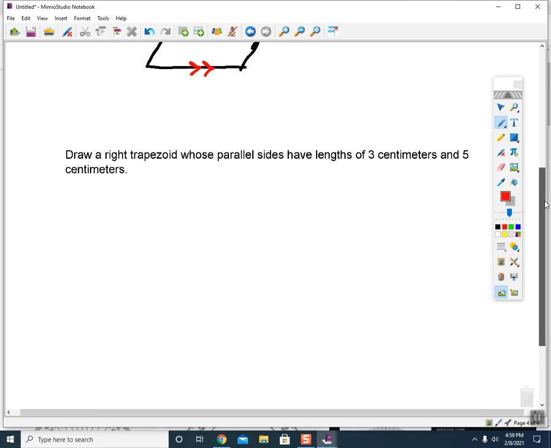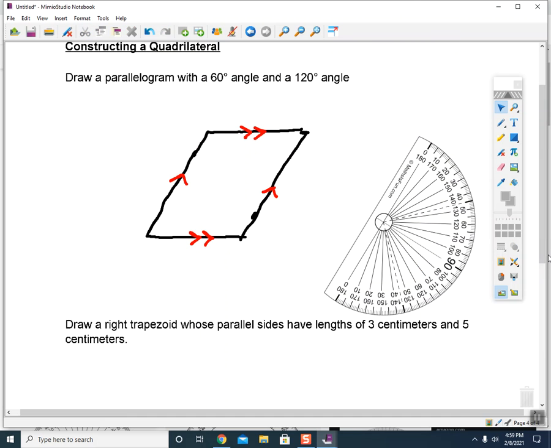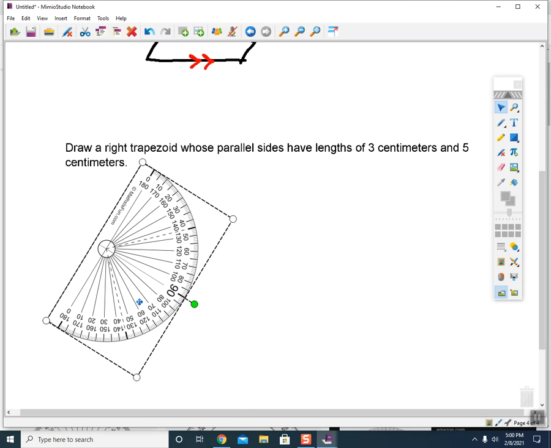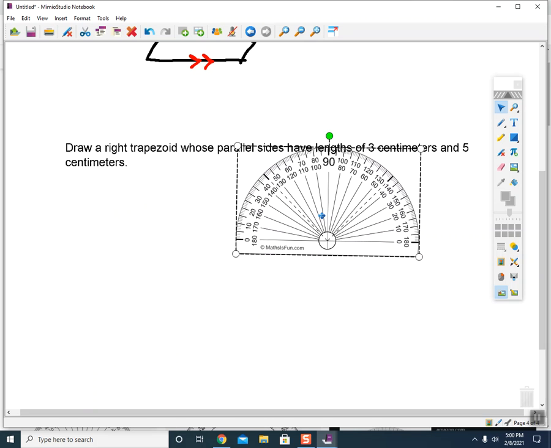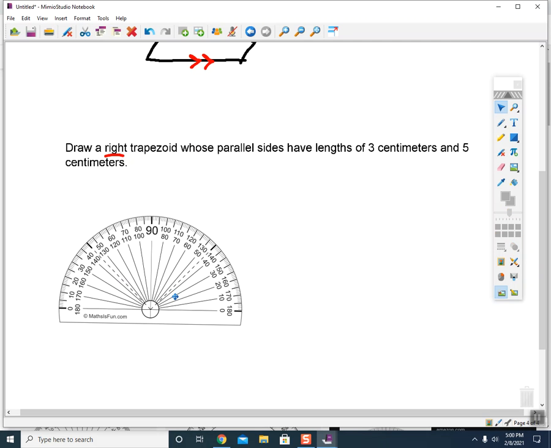Next, I want you to try this one on your own. I think this one's going to be kind of difficult for me to do up here, so I want you to try the second one. Draw a right trapezoid whose parallel sides have lengths of 3 centimeters and 5 centimeters. I'm not going to be able to do exactly what I want, but there are a couple of things we can see here. A right trapezoid means that there's going to be a right angle. So the first thing I would start with is drawing a right angle.